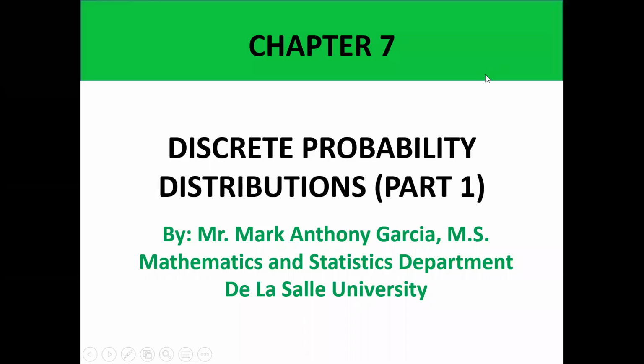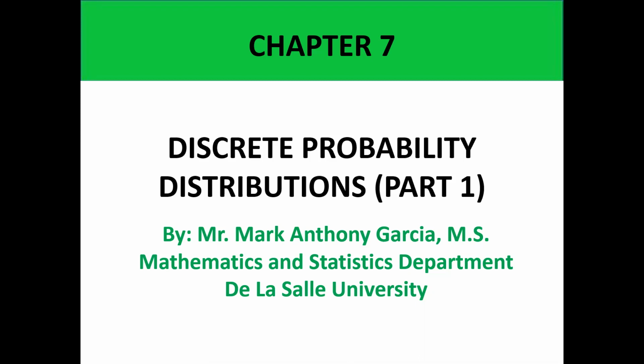Hello everyone. In the previous chapter, we discussed the concept of random variables, which is defined as a function that assigns a numerical value to each element of the sample space or to each outcome of a statistical experiment. And you also learned from the previous chapter that a random variable has an associated probability distribution. To be specific, whenever the random variable is discrete, its probability distribution is also discrete, and its probability distribution is called the probability mass function.